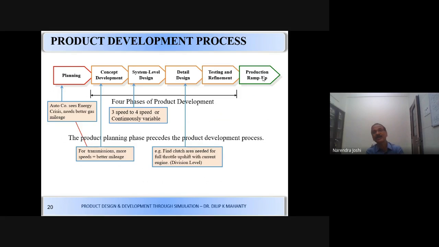So that leads to detailed design. A clutch is needed for full throttle applied to the current design. You need this design limit. Then I get intelligent testing and refinements. These 4 phases of product development start from this to this level, and then manufacture. So, an interesting aspect of that.